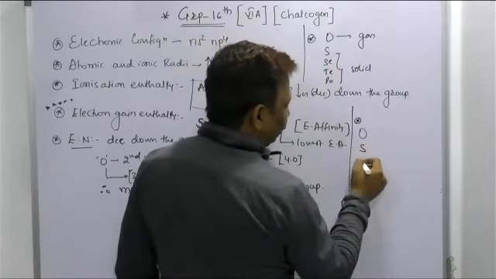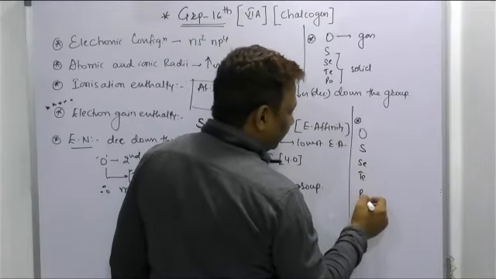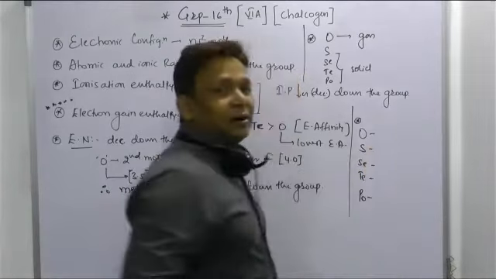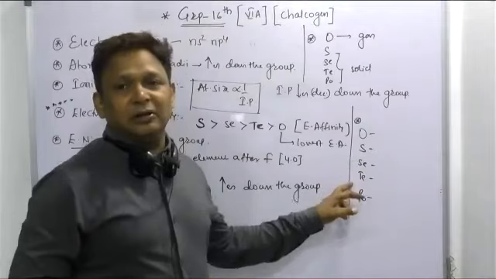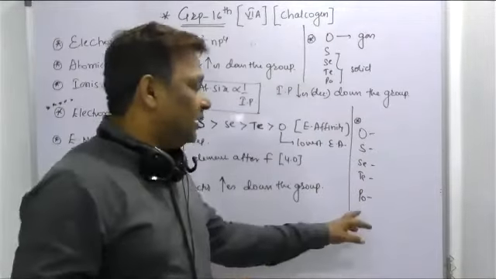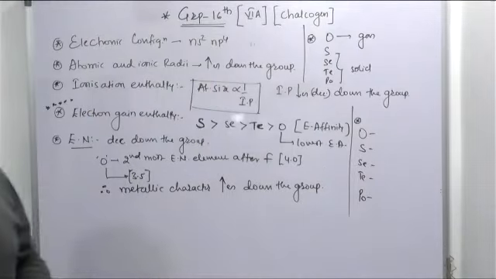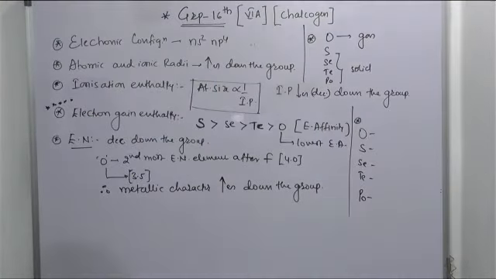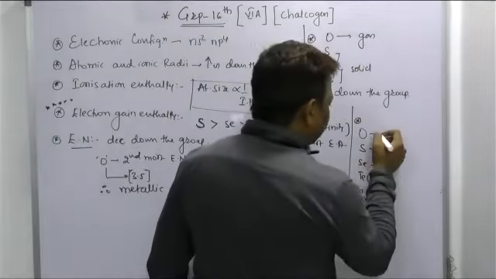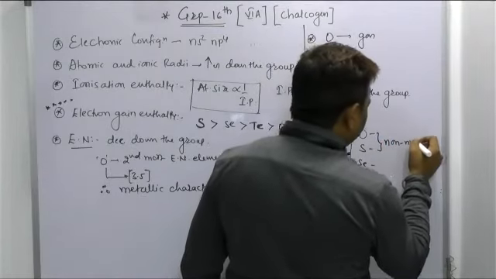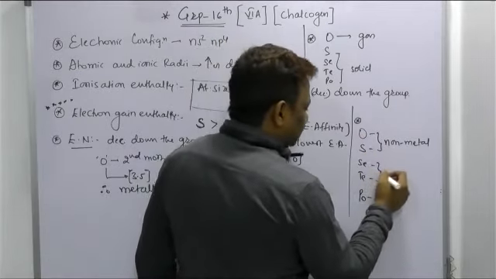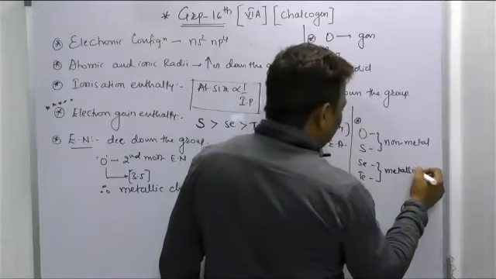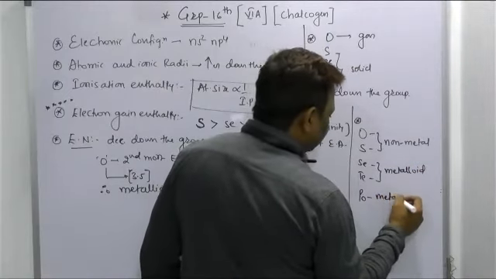Oxygen, sulfur, selenium, tellurium, and polonium. If we talk about all these, oxygen and sulfur are the non-metals. Selenium and tellurium are the metalloids, and polonium, which is a radioactive element, is considered a metal. That only we said, beta: as we come down the group, metallic character increases. So oxygen and sulfur are non-metals, selenium and tellurium are metalloids, and polonium is a metal, but radioactive.